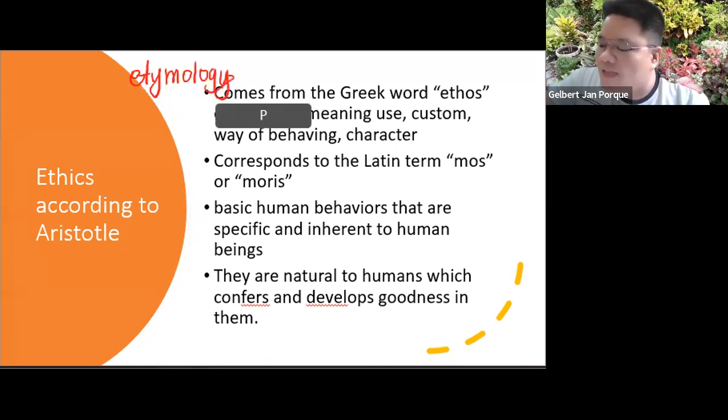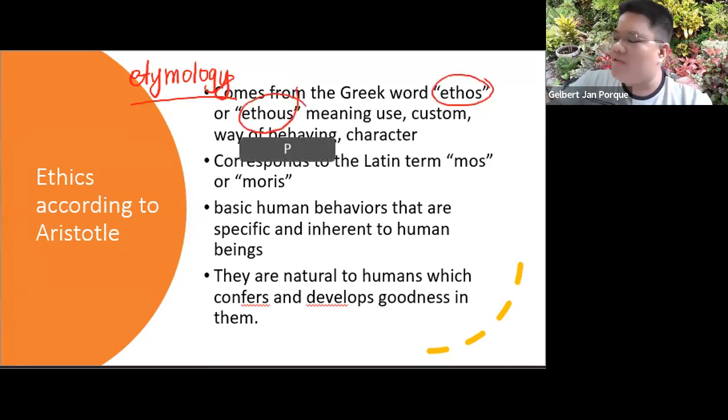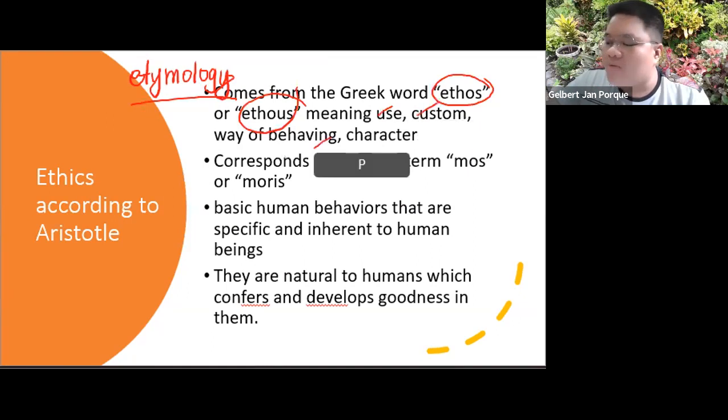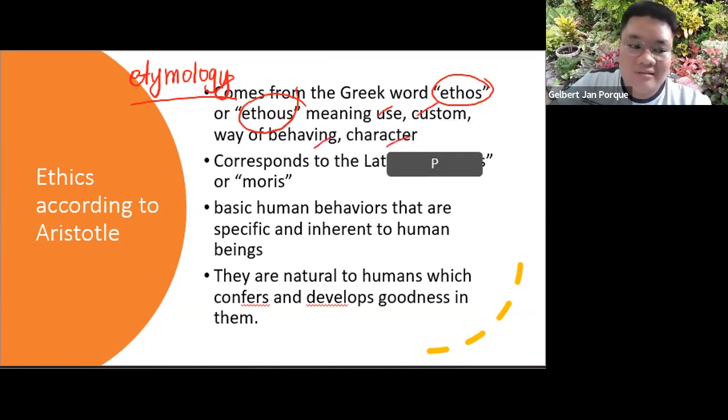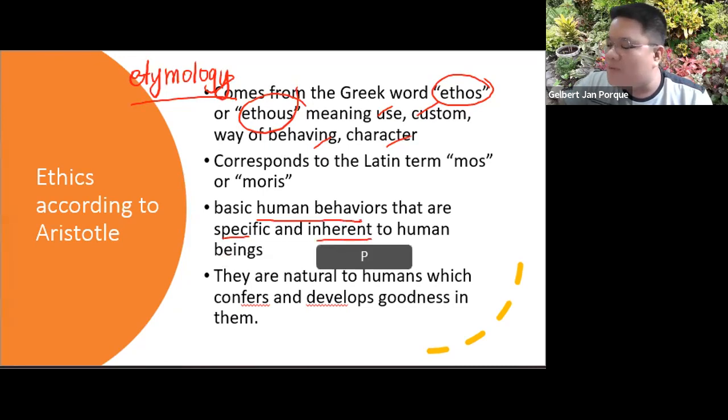If I look at the etymology of ethics, it came from the Greek word ethos, which means use, customs, ways of behaving, and your character. Ways of behaving and character. It corresponds to the Latin term mos or moris. This includes basic human behaviors that are specific and inherent to human beings.